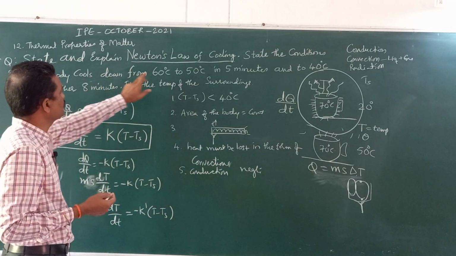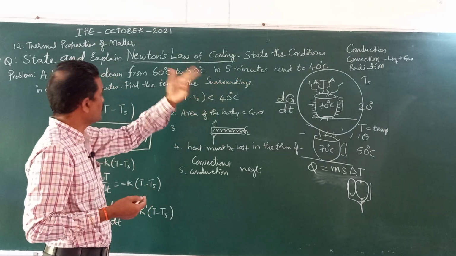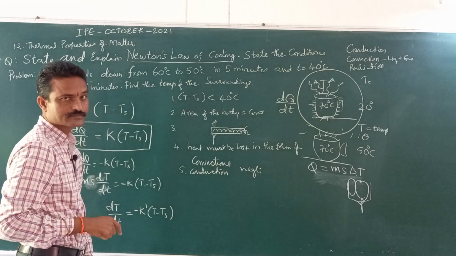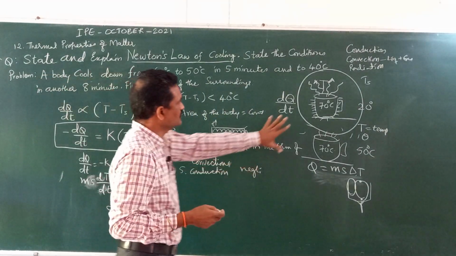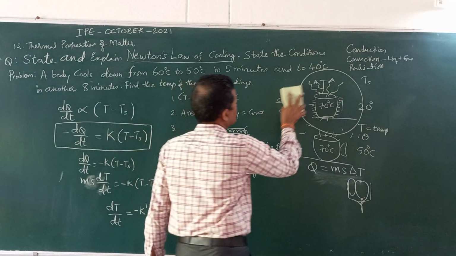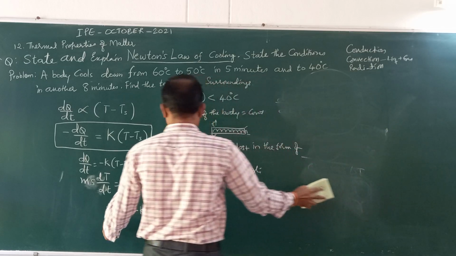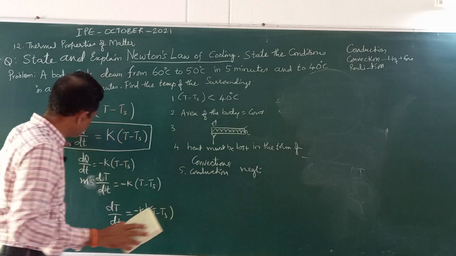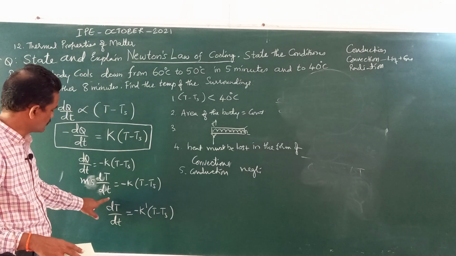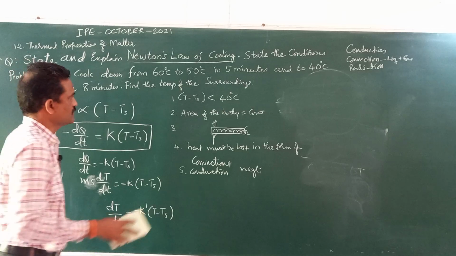A body cools down from 60 degrees Celsius to 50 degrees Celsius in 5 minutes and to 40 degrees Celsius. That means from 50 to 40 in another 8 minutes. Now, he is asking us to find out the surrounding temperature, that is Ts. So, in order to do this type of problems, we must take this formula, that is not the statement formula. You have to take the formula at which we arrived, that is dT by dt is equal to some constant into T minus Ts.